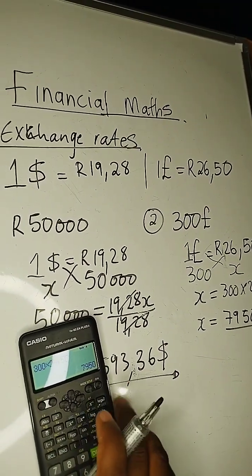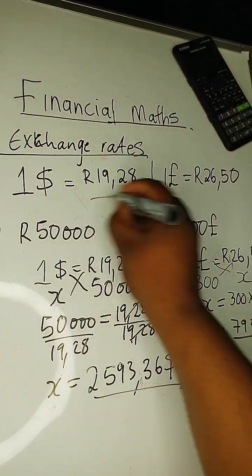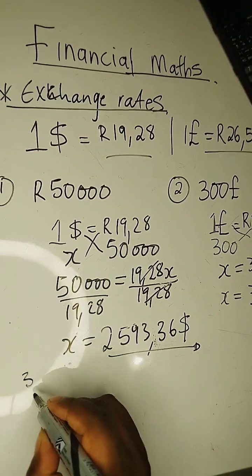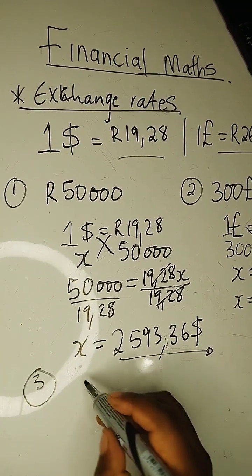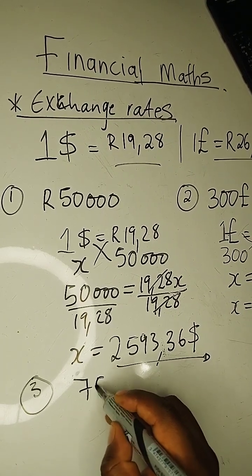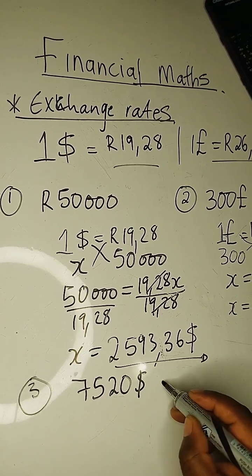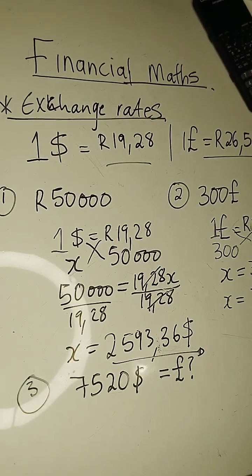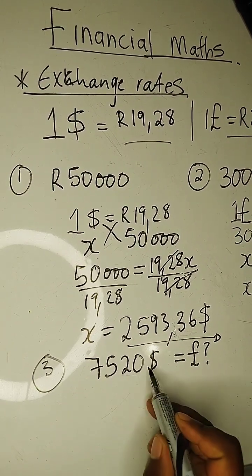Sometimes we have a situation like this where we have this and we have this. They say number three, they are now looking for, you are given 7,520 dollars. Now they are looking for pounds. How do you do that one? Number one, this is what you do. First of all, you start by converting this to rand.